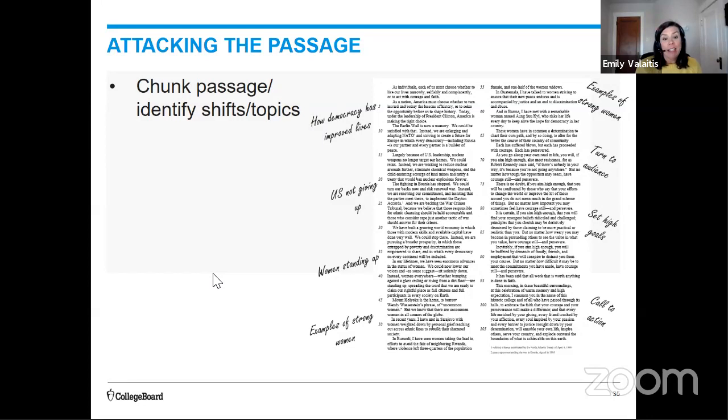So in this case, I see that her first chunk is really all about the importance of democracy in the American spirit, because I see things like democracy in US in my first two sets of notes. Then she's talking about the role of women around the world.